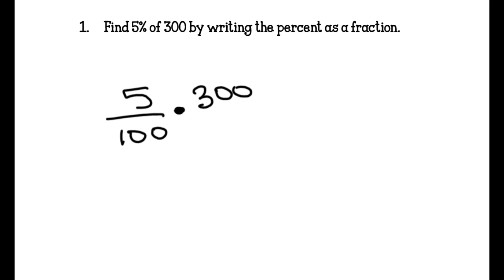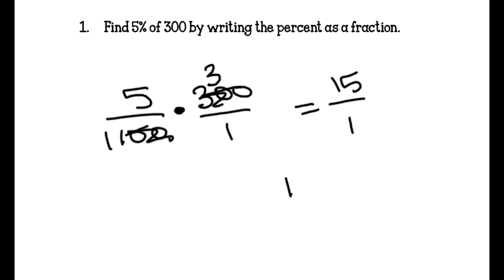We can make 300 a fraction, just put it over 1. So I know that 100 goes into 300 3 times, so I can cross reduce. 5 times 3 is 15. 1 times 1 is 1. So my answer is 15. And I circle it, and that's my answer.